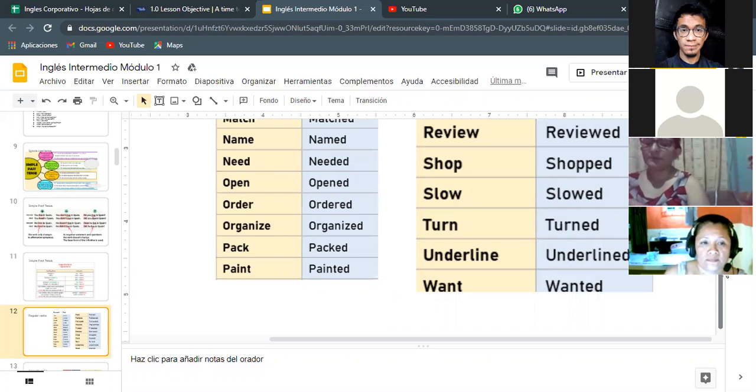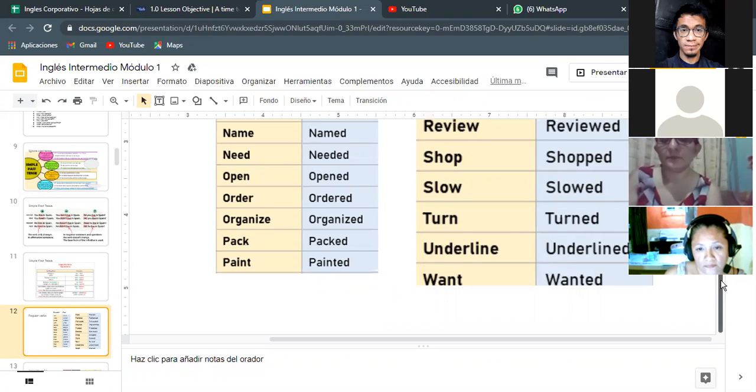Shop, that is very easy as well. Could you please tell me an example with shop? I see shop it, the program? No.